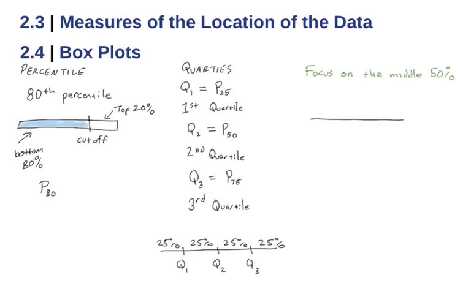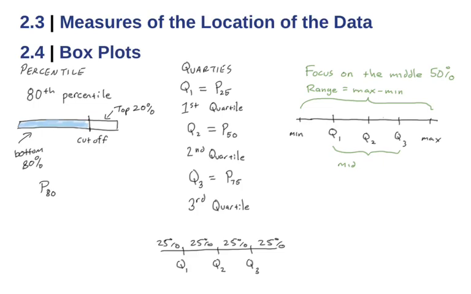We're going to typically want to focus on the middle 50% here. If we talk about our minimum, our maximum, and then our quartiles, from one end to the other, the max minus the minimum, we call that the range. But we want to focus where that middle 50% is. So if we find the range of those middle quartiles, we call that the IQR, the interquartile range, which is Q3 minus Q1.